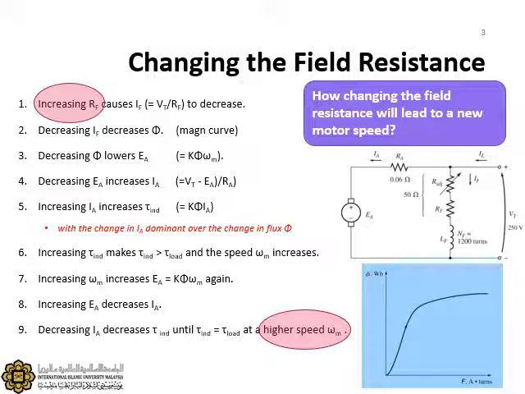Now we refer to the magnetization curve, which is this curve here. This curve shows us the relationship between magnetic flux density and this capital F, which denotes the MMF, magnetomotive force. And if you remember, this MMF is equal to number of turns times current. Specifically, this current here is the field current, IF.